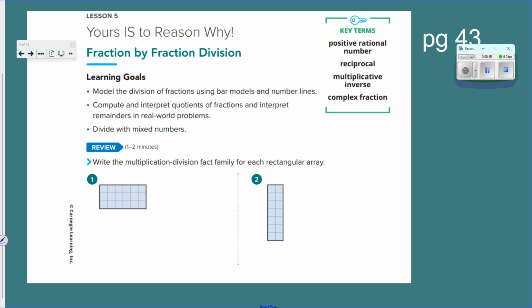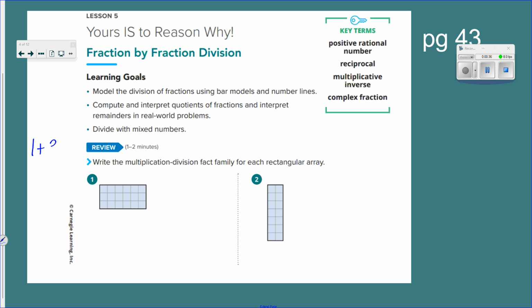The first thing we're going to do is review how multiplication and division can create a fact family because they are opposites of each other. They are inverse operations. So in order to review what a fact family is, I'm going to do an example with adding and subtracting because those are also opposite and inverse operations.